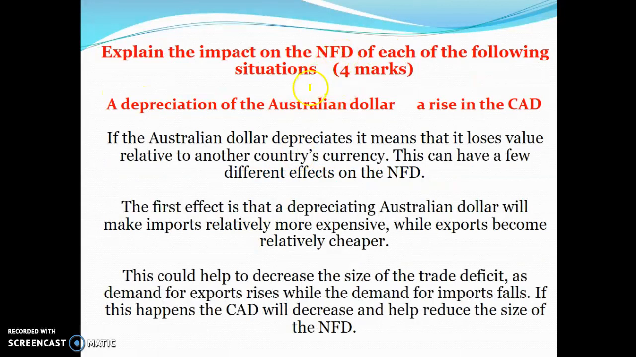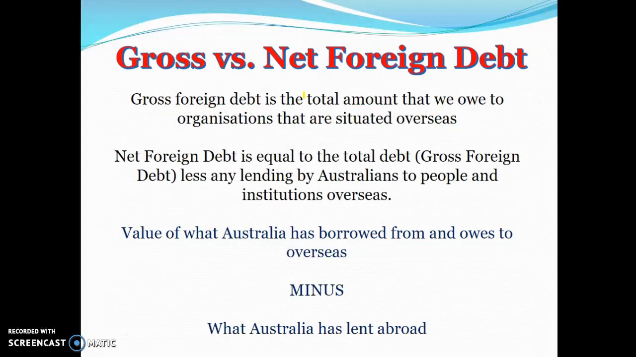Explain the impact on net foreign debt of the two. We talked about this in class, so I might just skip this one. Gross versus net foreign debt. Gross debt is all the amount we owe to countries overseas, whereas net foreign debt is equal to the gross debt minus any lending by Australians. So it's the value of what Australia has borrowed minus what we have lent.